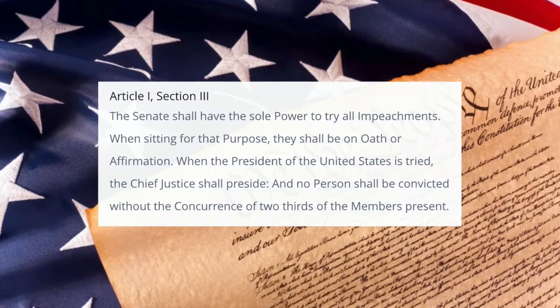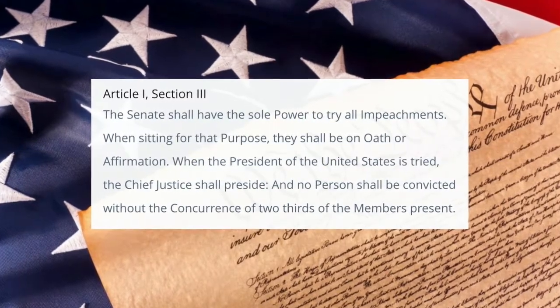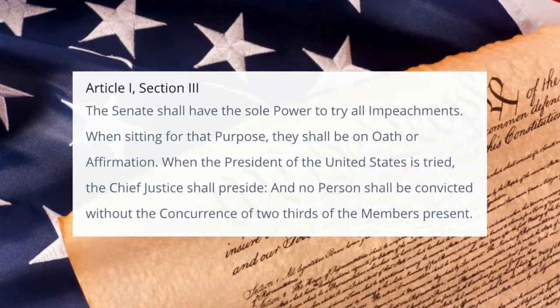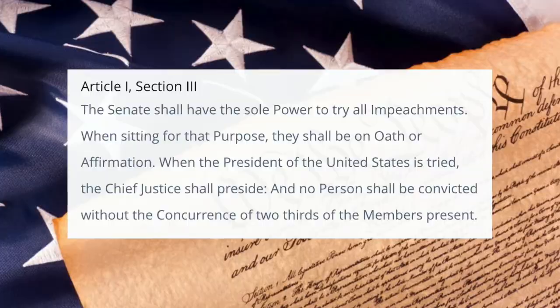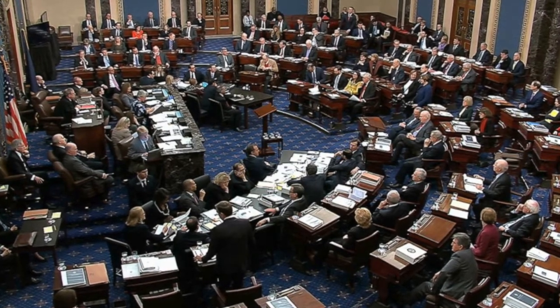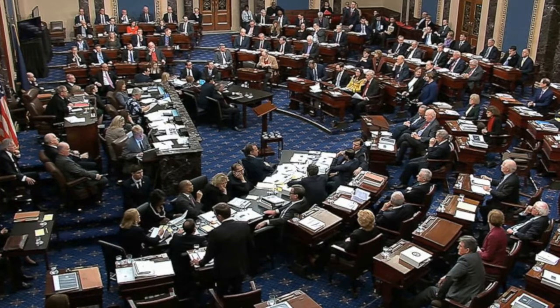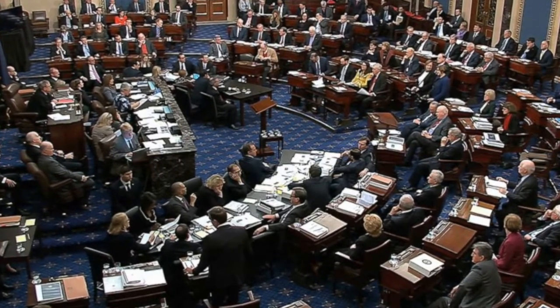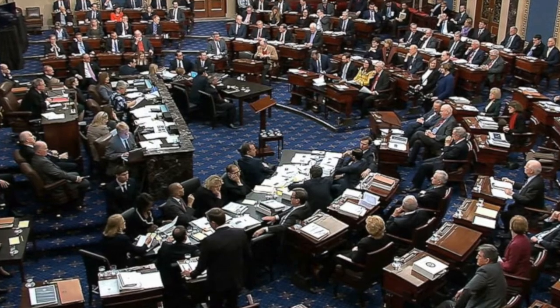And while the Constitution gives the House the power of impeachment, Article 1, Section 3, Clause 6 says, quote, "The Senate shall have the sole power to try all impeachments," end quote. And this means that the actual trial to determine the president's guilt or innocence takes place in the Senate. The House managers act as the prosecutors, the president chooses lawyers as his defense team, and the senators become the jurors. The Chief Justice of the Supreme Court presides over the trial.